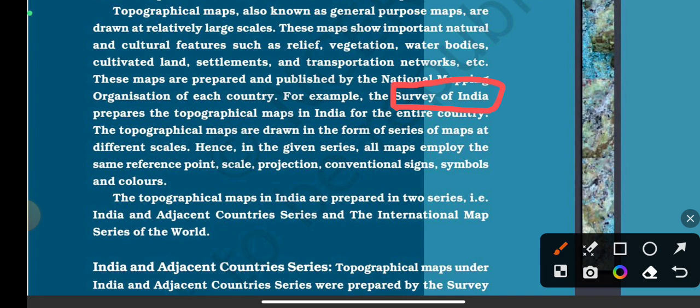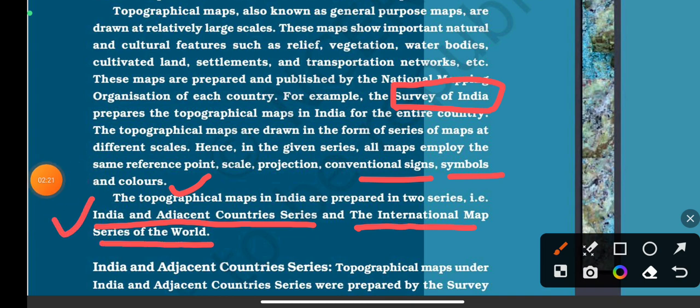Survey of India prepares the topographical maps for the entire country. The topographical maps are drawn in the form of series of maps at different scales. Hence, in the given series, all maps employ the same reference point, scale, projection, conventional signs, symbols and colors. The topographical maps in India are prepared in two series: India and adjacent countries series, and the International Map series of the world.